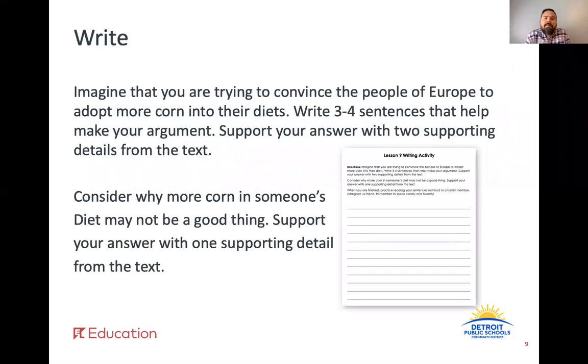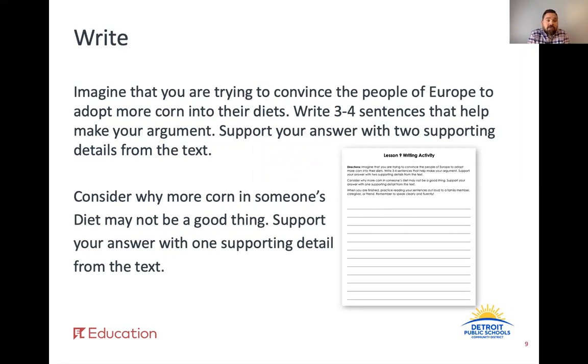Please take out your lesson number 9 writing activity sheet. Using the article essay, How Corn Took Spotlight in an American Diet, but Not in Europe, answer the following prompt. Imagine that you are trying to convince the people of Europe to adopt more corn into their diets. Write 3 to 4 sentences that help make your argument. Support your answer with 2 supporting details from the text. And the second part, consider why more corn in someone's diet may not be a good thing. Support your answer with 1 supporting detail from the text.